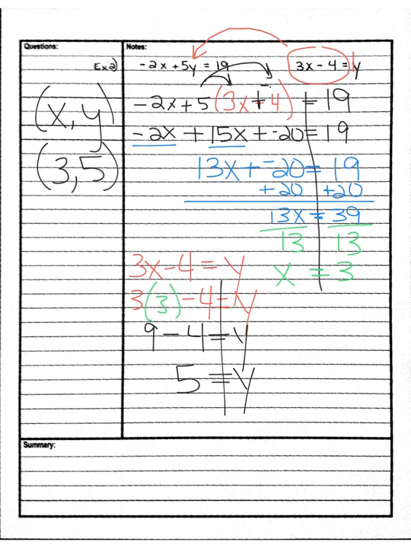So if you were to graph these, if you want to go back to the visual, these two equations are going to cross at the ordered pair 3, 5. That's where they're going to cross. That is the solution that will make both of these equations true. Let's look at one last example.